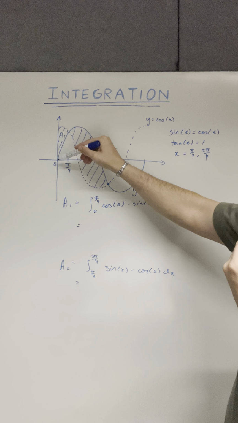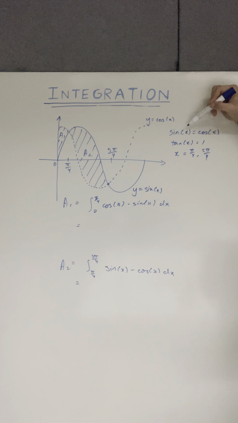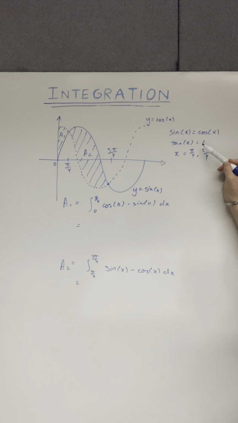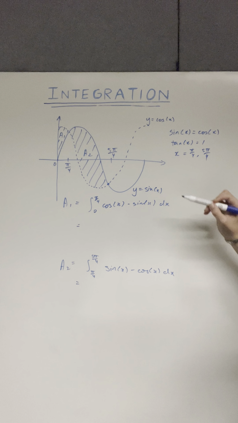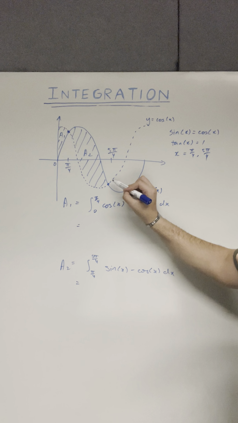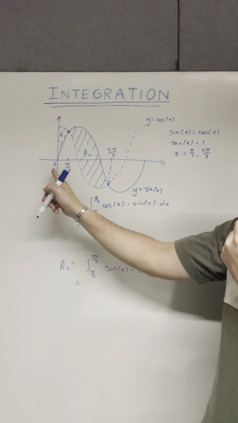So for example, it starts at 0 and then we have to figure out where cos and sine intersect. What I've done on the side here is just evaluated it quickly. So sine of x is equal to cos of x, divide both sides by cos, you get tan of x is equal to 1. Now tan of x equals 1 has solutions of pi on 4 and 5 pi on 4. So this is the pi on 4 solution, the first one. This is the 5 pi on 4 solution, the second one. So in A1's case, it's just from 0 to pi on 4.